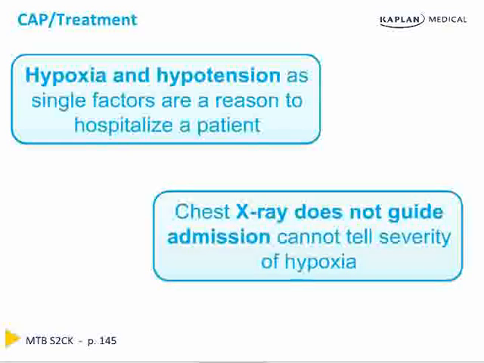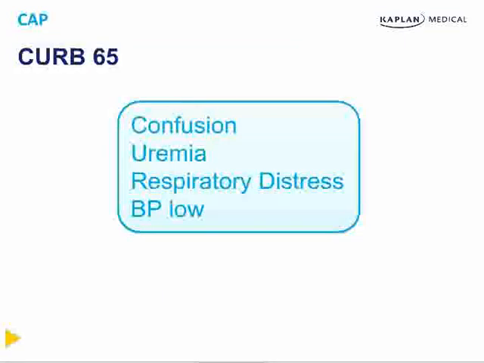And remember, the chest X-ray does not guide admission because it cannot tell the severity of hypoxia. Another tool that you can use is called the CURB-65 rule, which has been validated in multiple studies. The C stands for confusion, the U for uremia, the R for respiratory distress, and the B for BP low. Together, these spell out CURB, and the number 65 means age 65.